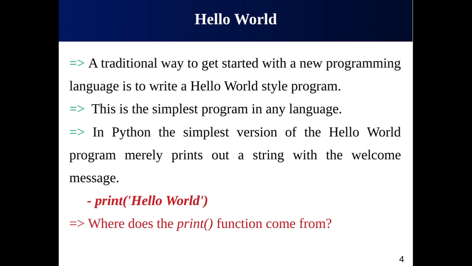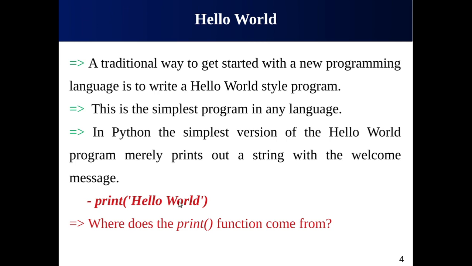Actually, this is a traditional way to get started with a new programming language. When you are writing your first program using any programming language, for example, C, C++, Java, etc., then the first program that you are going to learn is the Hello World program. Why do we use the Hello World program? Because it is the simplest program in any language, and in Python it is the easiest to write because it will contain only a single line, one statement or one instruction. So in Python, the Hello World program is going to be like this: print Hello World.